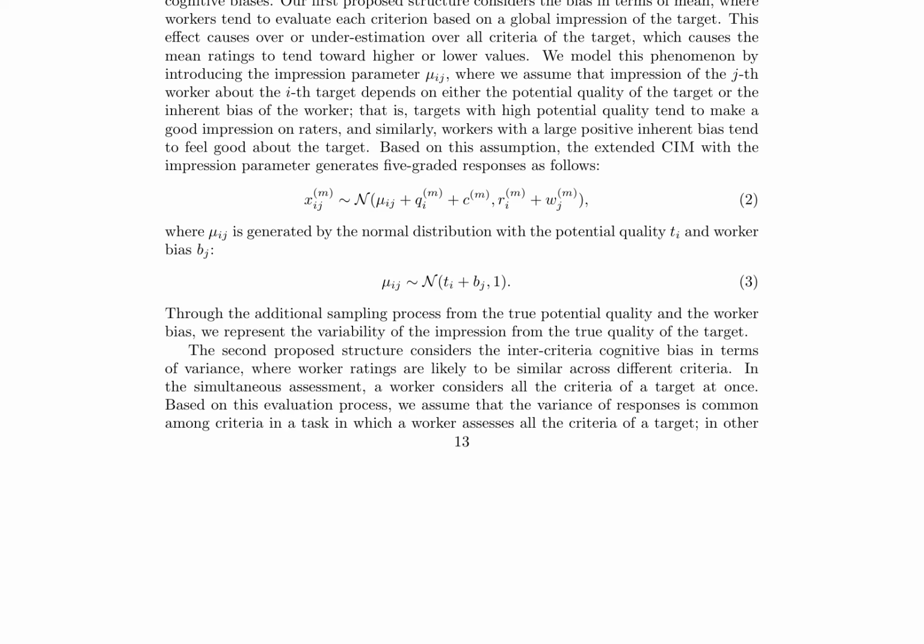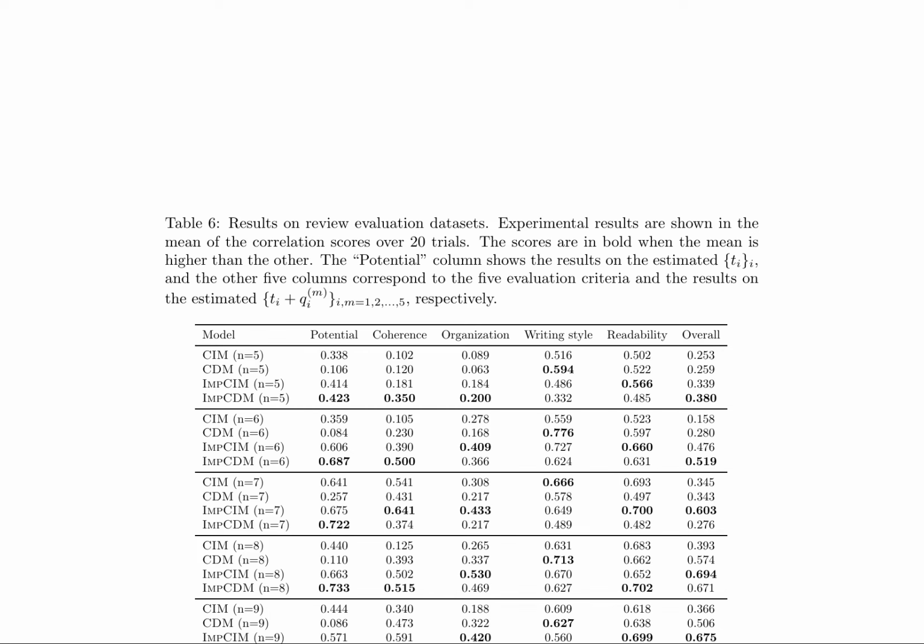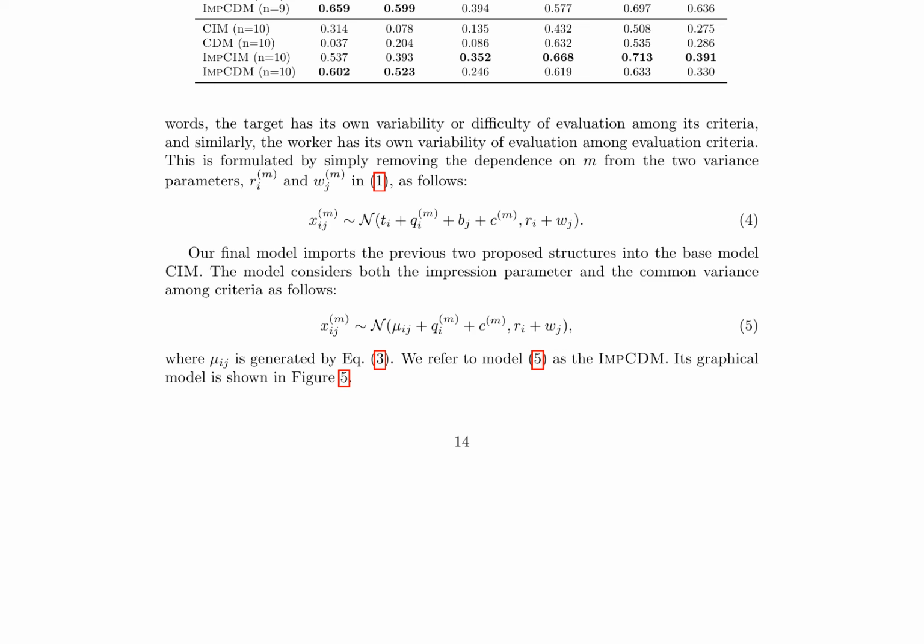impression of the target. The table on page 14 presents a comparative analysis of review evaluation datasets for various models, including CIM, CDM, and their improved versions, IMP-CIM and IMP-CDM. Each model's performance is assessed across 6 key criteria: potential, coherence, organization, writing style, readability, and overall. The results indicate that the IMP-CDM model consistently outperforms the others in most criteria, demonstrating its effectiveness in capturing the nuances of review evaluation. The model's performances vary based on the number of criteria considered, with IMP-CDM showing the highest overall performance across different numbers of criteria.